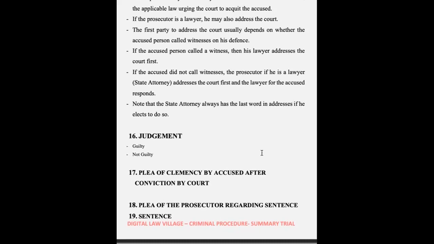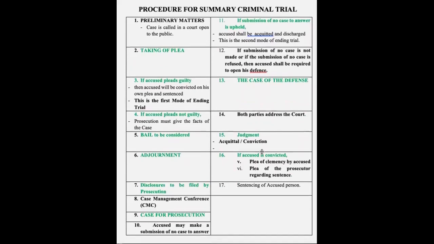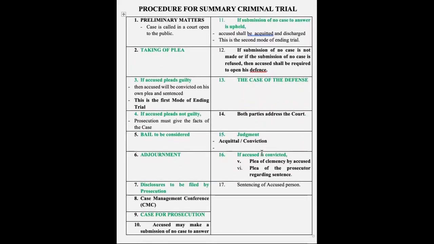So this is the elaborate structure of what we call summary trial in Ghana. And so by way of recap, remember I dealt with first preliminary matters, that the case will be called in open court. And I mentioned that in open court, when the case is called, then it means that we'll call you, find out whether the accused is in court or not. If you're not in court, then I'm going to issue a bench warrant for your arrest. All of that is supposed to be taken into consideration at the preliminary matters. Next, taking of the plea. Remember the options available to the accused person.